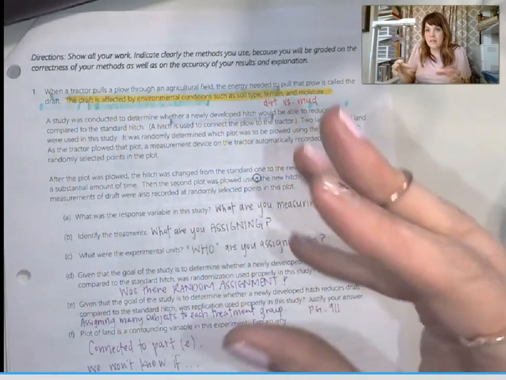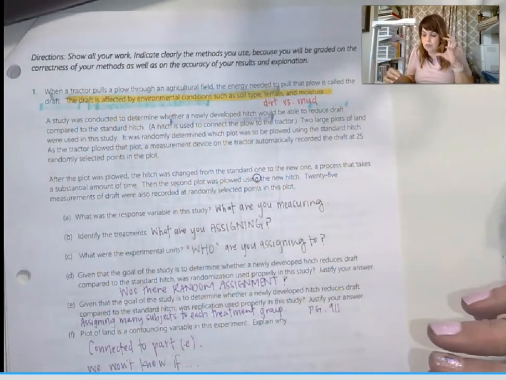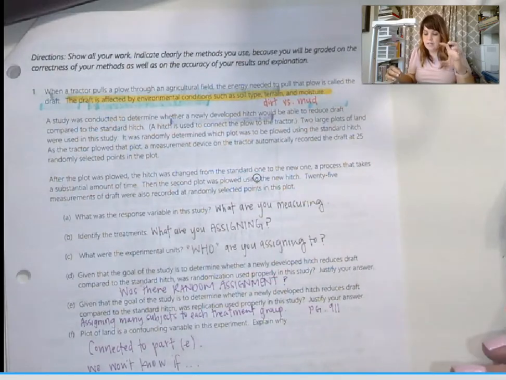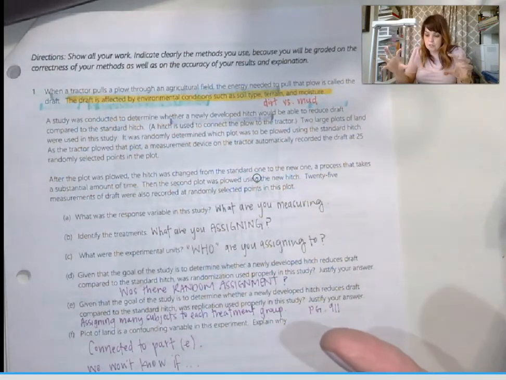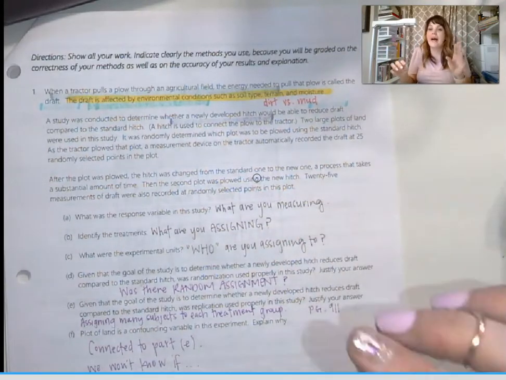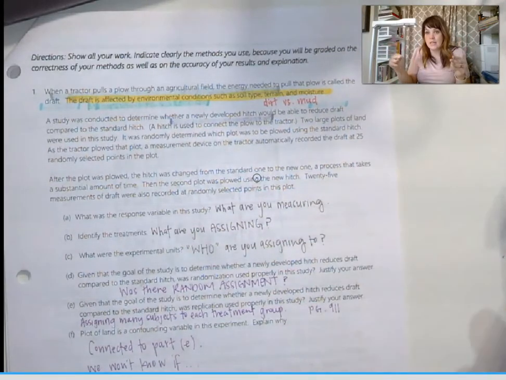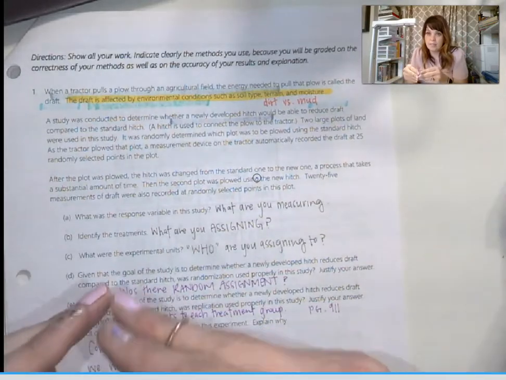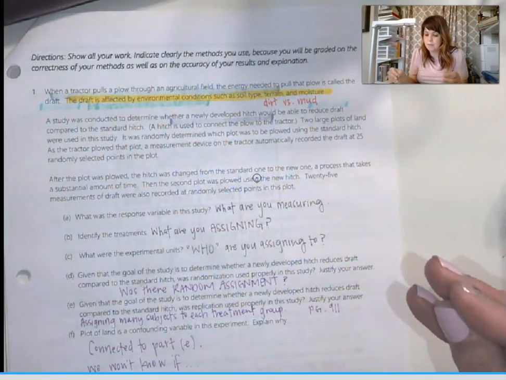So there is a part that connects the plow to the tractor. They're separate pieces, and that's called a hitch. Like some cars have hitches on them.